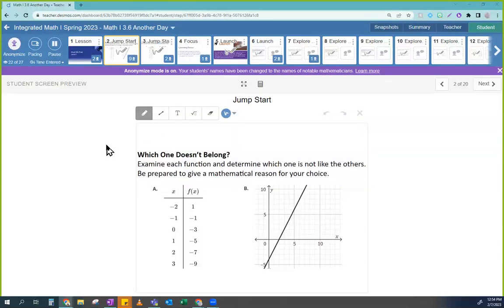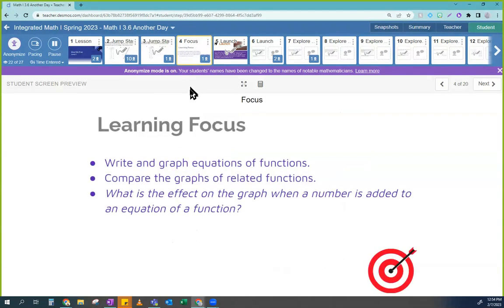We're going to do some math today. Today, we're going to be going over more of what we have been going over. And this is actually our last lesson in this section. And so the first thing, actually here, this is what I want to start with. So today you'll be able to write and graph equations of functions and compare the graphs of related functions.